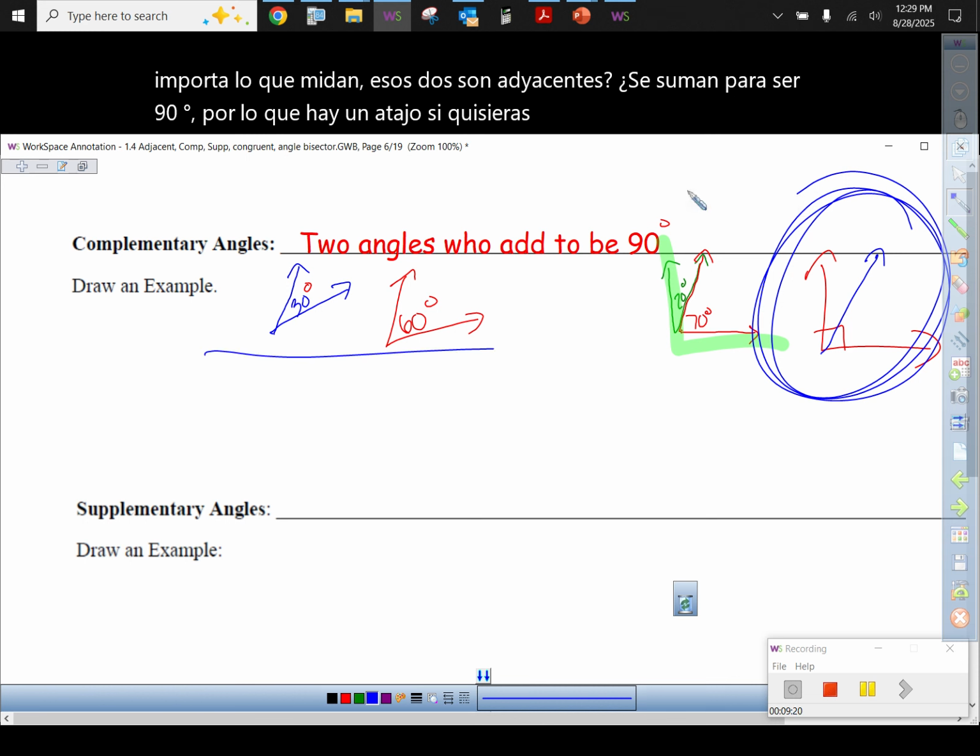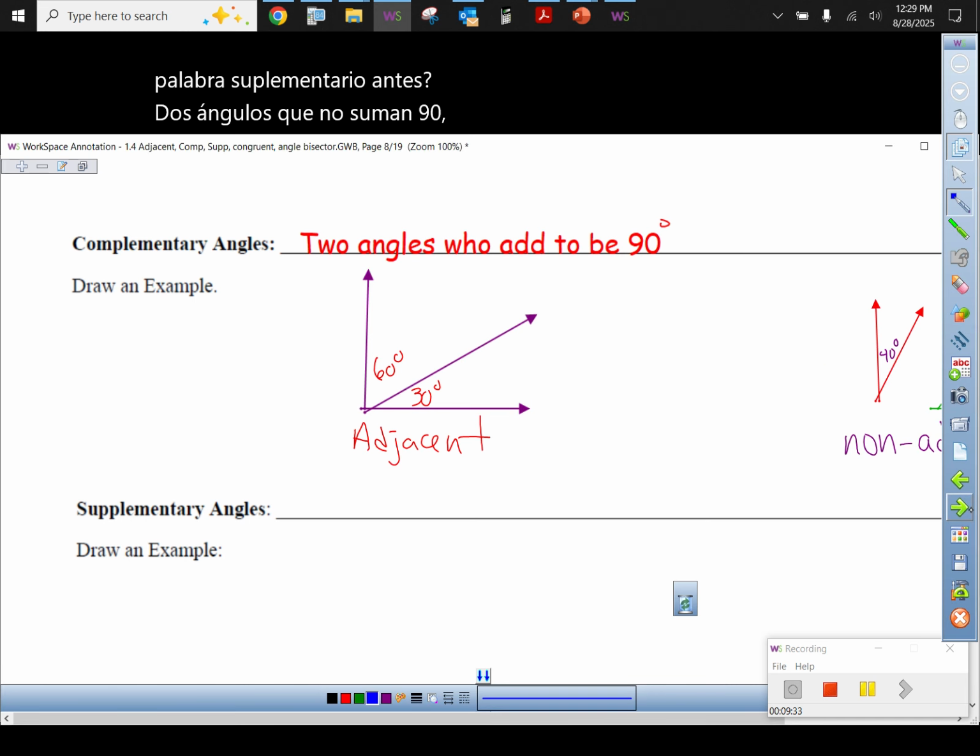If complementary means there's two angles that add up to be 90, have you heard of the word supplementary before? Two angles that not add up to 90 but add up to be 180 degrees, right? 180 degrees. Two angles that add up to be 180 degrees.